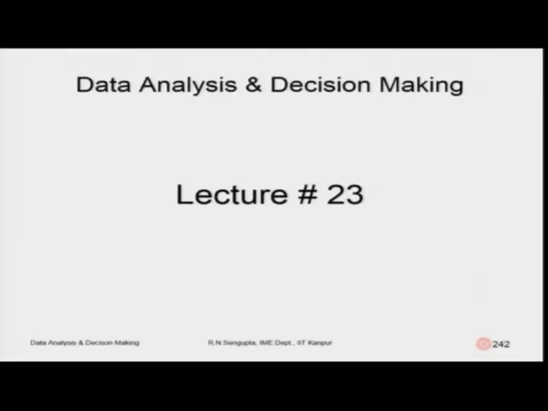And this is decision science, data analysis and decision sciences. This is lecture number 23, as you can see on the slide. And this total course on the NPTEL MOOC is for 12 weeks, which is 30 hours. That means 60 lectures, and each week we have 5 lectures, each lecture being half an hour. By the way, I am Raghunandan Sengupta from the IME department, IIT Kanpur.